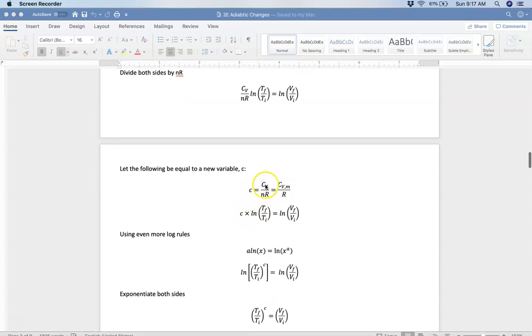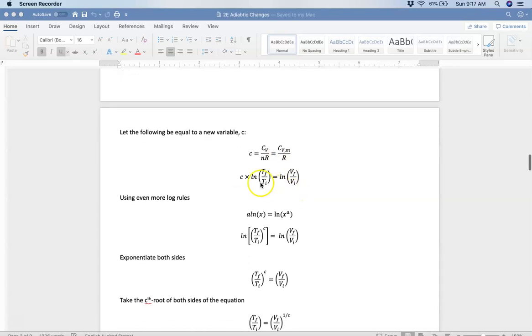Here we can see CV over N has just been converted to the molar heat capacity at constant volume. So now we have c times the natural log of the ratio of the temperatures equals the natural log of the ratio of the volumes.